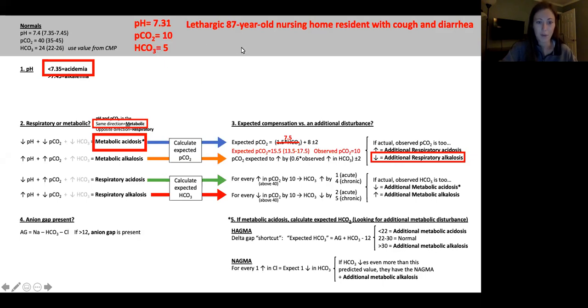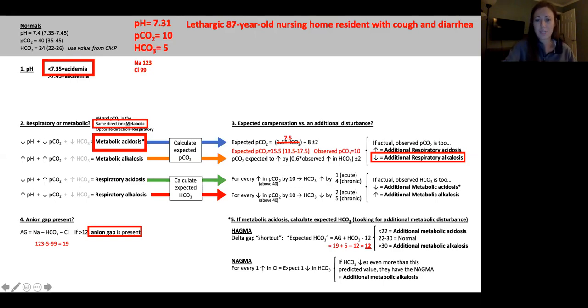So we know we have the metabolic acidosis and the respiratory alkalosis. We need to figure out if the metabolic acidosis is a high gap or normal gap acidosis. Here are our lytes for that: sodium of 123, chloride of 99. So we can calculate our anion gap, sodium minus bicarb minus chloride, which is 19 for this case. So there is a high anion gap present. And so going over to number 5, because we had a metabolic acidosis, we'll calculate the expected bicarb in order to look for an additional metabolic disturbance.